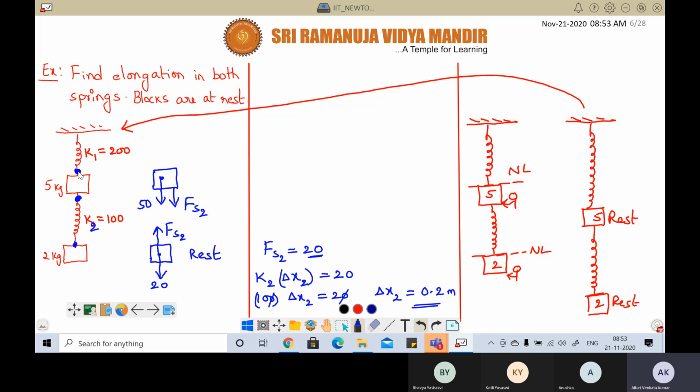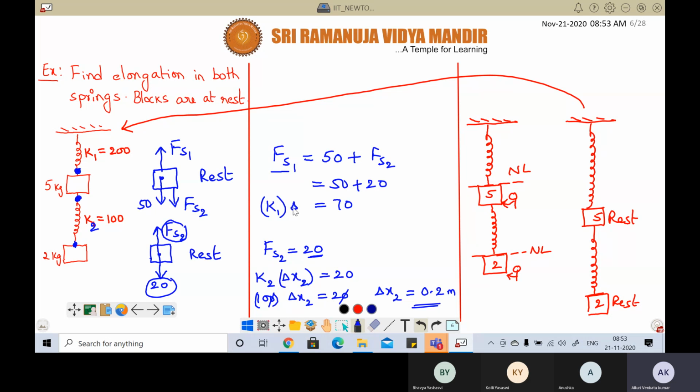Tell me what about the direction of the spring force at this point, top spring further? Upwards. That is, let us say FS1. Now this block is at what? Rest. That means upward force must be equal to downward force. Downward forces are how many? 50 plus FS2. FS2 is nothing but 20 only. So that means 50 plus 20, that is 70.